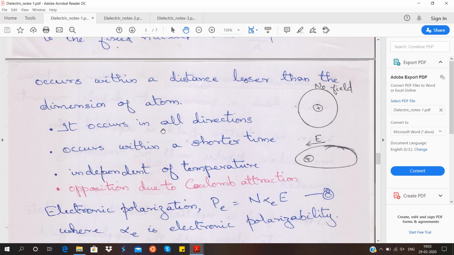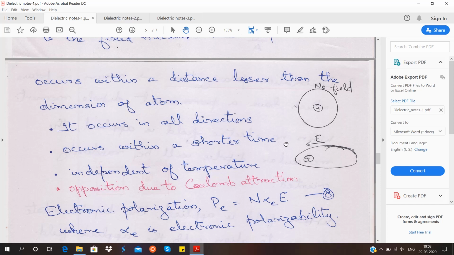First one, it occurs in all the directions. That means in all different directions, or the three dimensions. Next, it occurs within a shorter time. That means it is much quicker. Another one, it's independent of temperature, a very important point here. And the opposition is due to the Coulomb force of attraction. Opposition to the polarization happening is due to the Coulomb force of attraction.